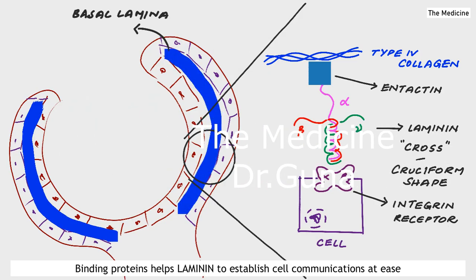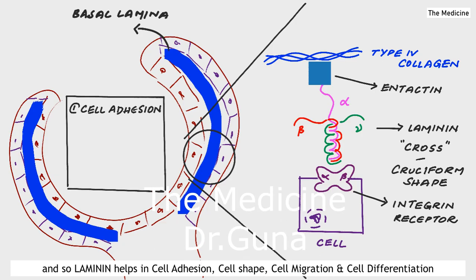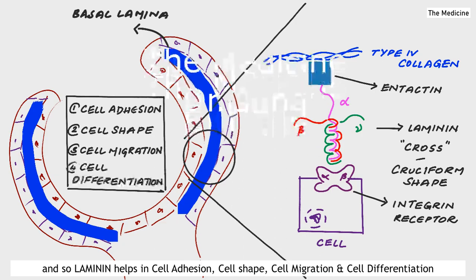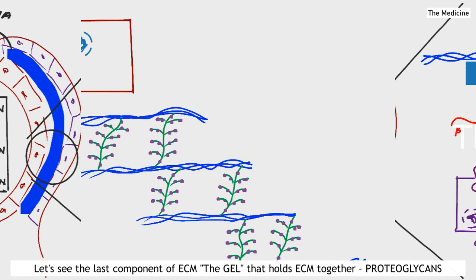Binding proteins help laminin to establish cell communications with ease. And so, laminin helps in cell adhesion, cell shape, cell migration, and cell differentiation.